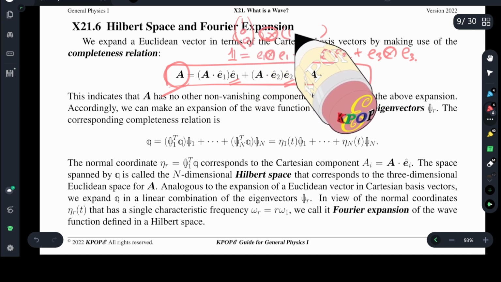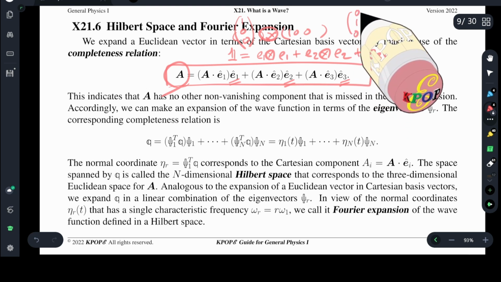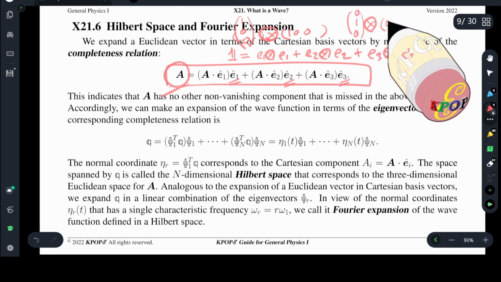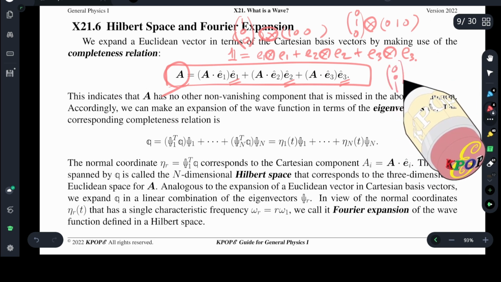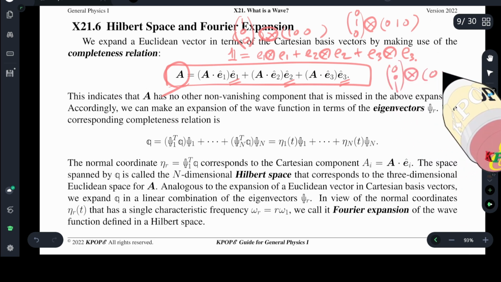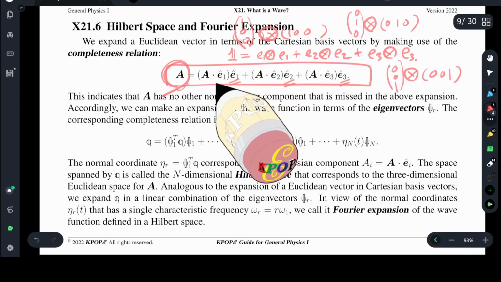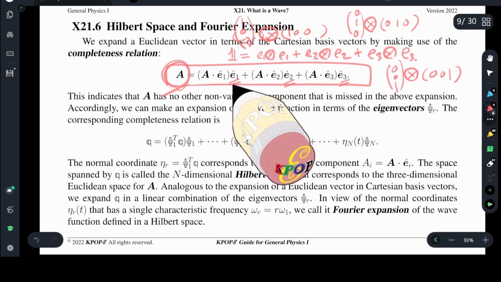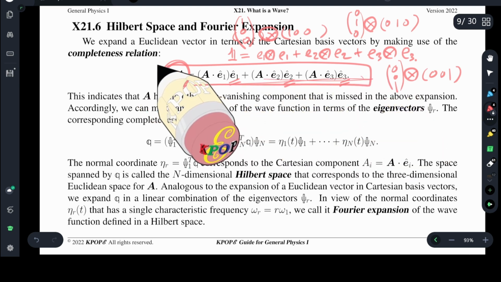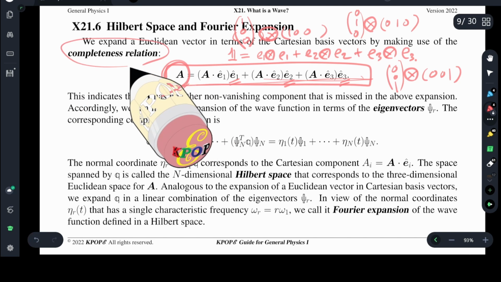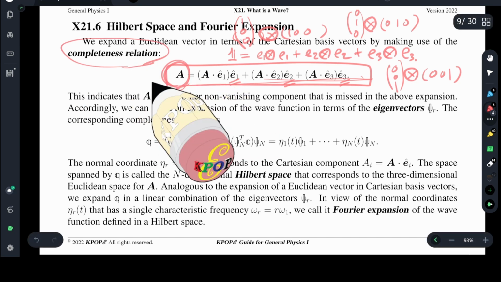0, 0, 1, 0, 0, and this one is 0, 1, 0, direct product, and this one is 0, 0, 1, direct product, 0, 0, 1. Then any 3-dimensional vector can be expressed, expanded in this form. Nothing is missing. So it is called a completeness relation in the Euclidean 3-dimensional vector space.